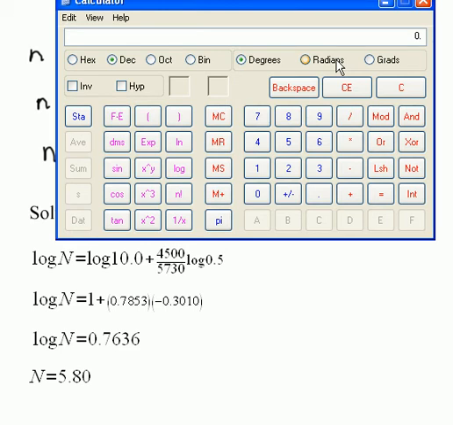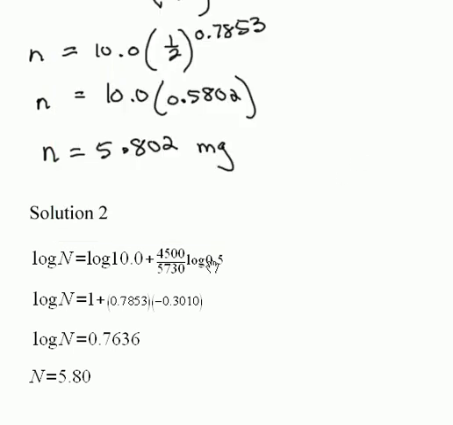And then I'm going to do that inverse log button. So I need my inverse log. That's 5.802 as we've already established. So you could use logs to solve this particular problem, but the formula for half-life is set up easy enough that we don't need logs, depending on what we're solving for in this particular step.